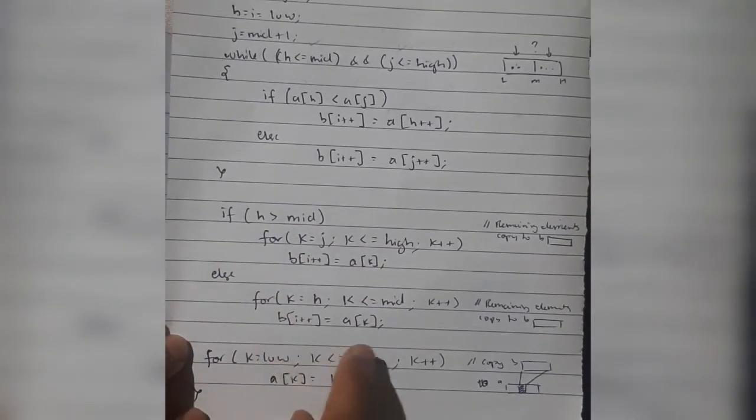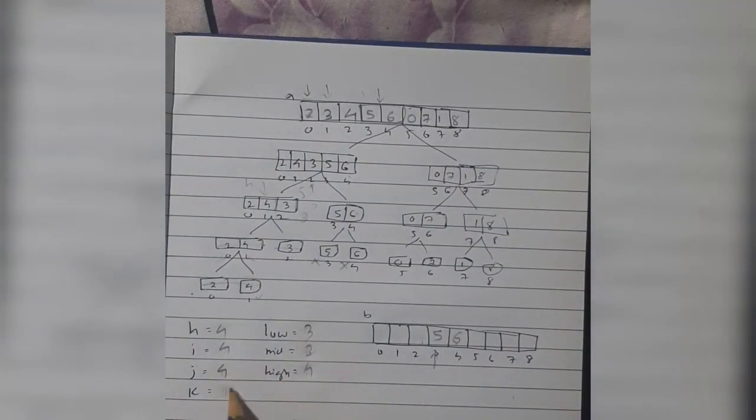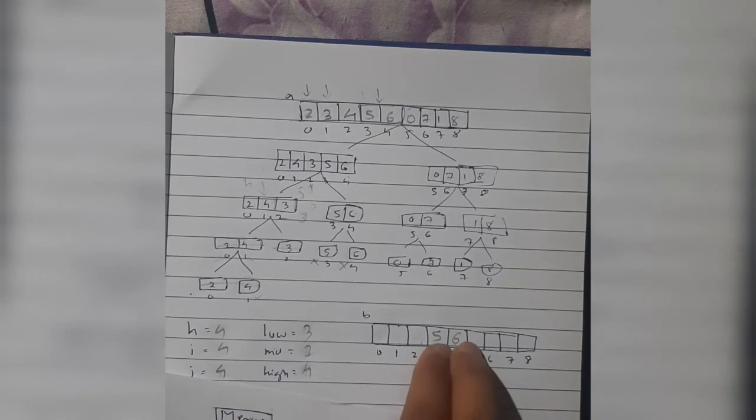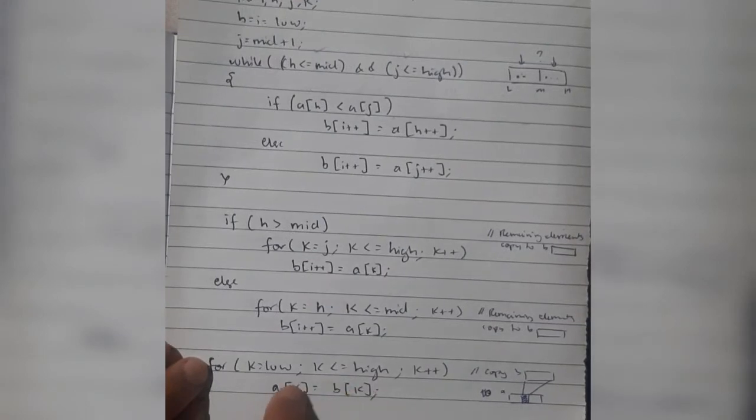K is equal to low, k is less than or equal to high. K is low, so what is the value of low? 3. Then less than or equal to high, k will run from 3 to 4. Okay, means for these two parts we'll be copying these two values here. Okay, now understood why we are doing this one. B of k is equal to a of k.